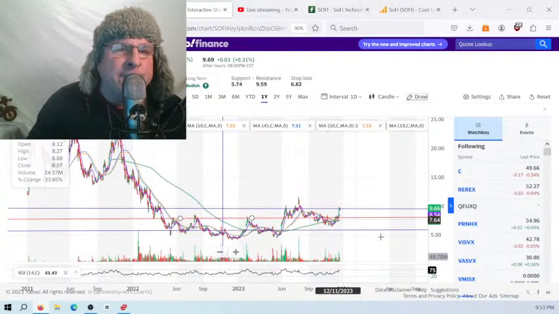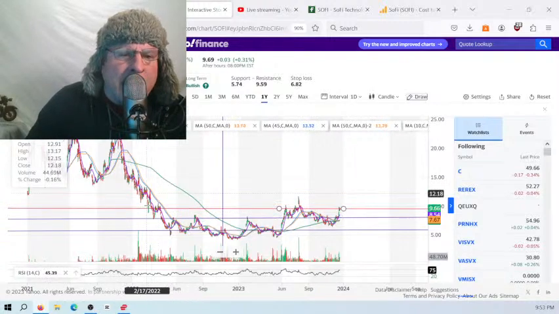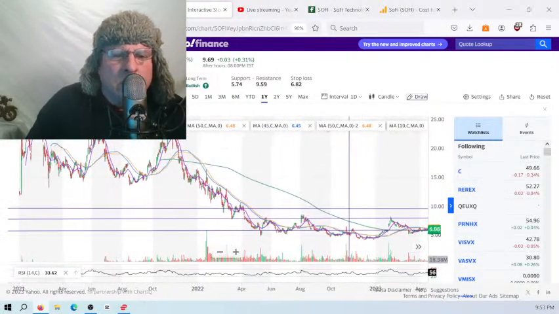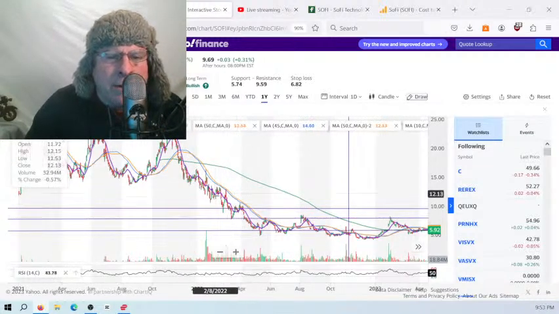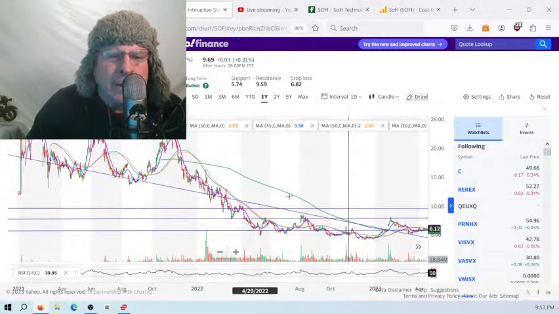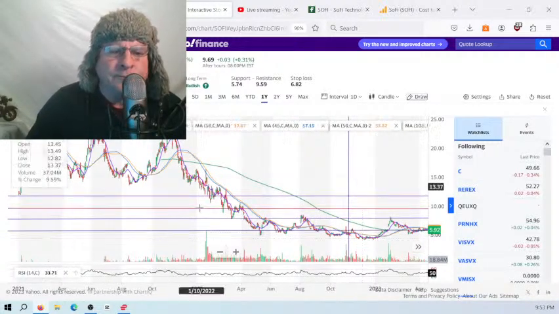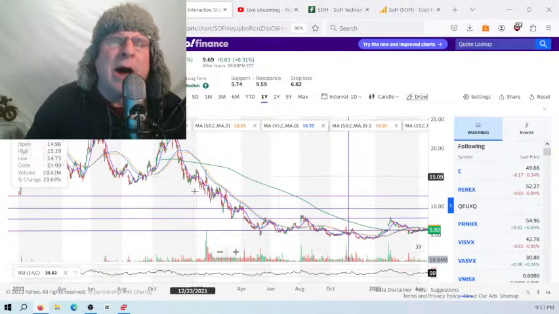So I don't see that happening. So where's our next line? The next line where we have capitulation as the price was falling, folks, was right here. All right, about there. And that price, as you can see, is going to be right there. And where that puts us is right around 12 bucks.